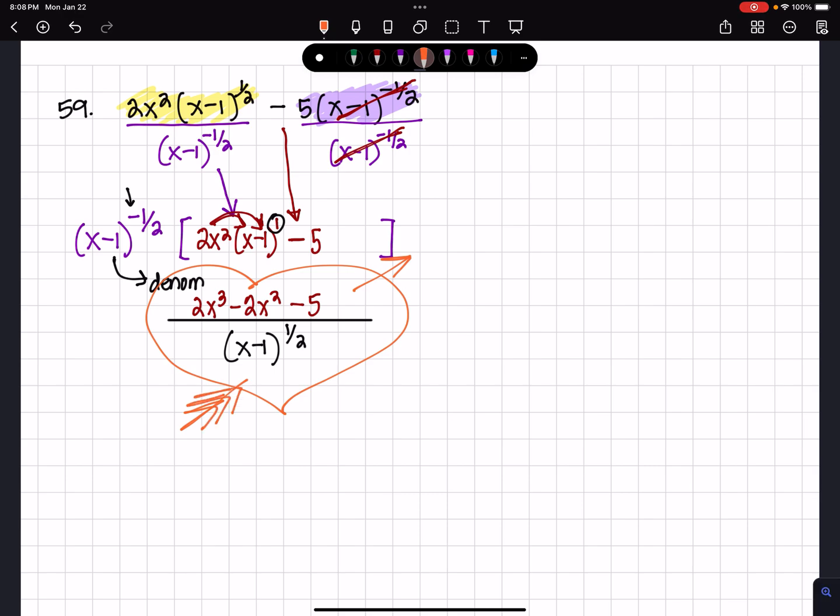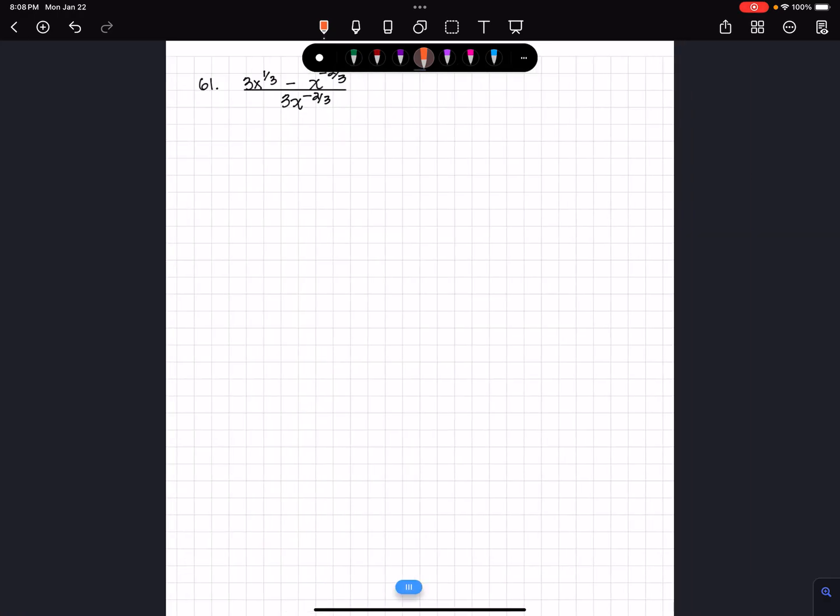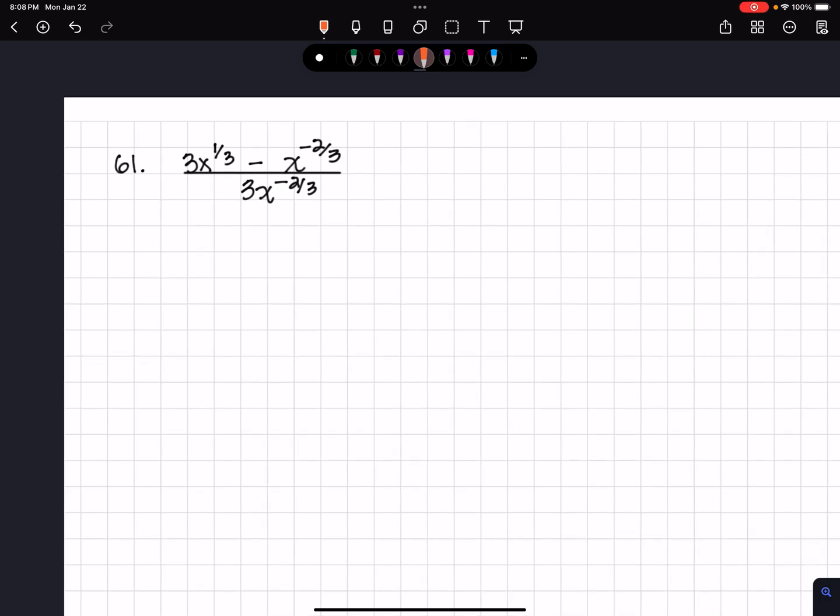And that's how you do 57 and 59. So those are factoring. Now, in another video, I'm going to simplify this fraction right here.